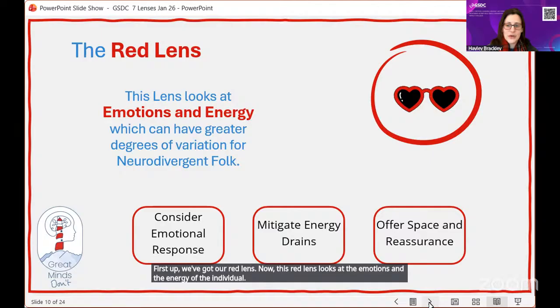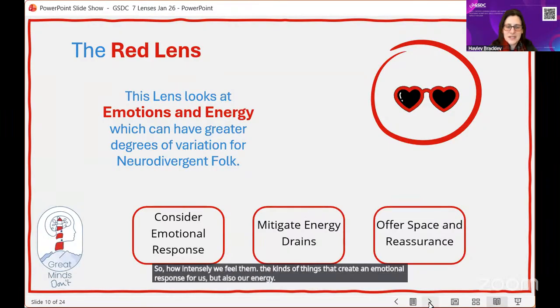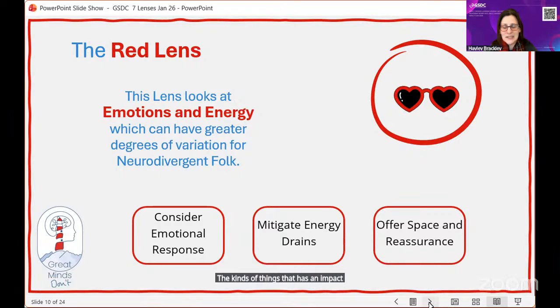We know for those who are neurodivergent, we can have greater degrees of variation in both our emotions, so how intensely we feel them, the kinds of things that create an emotional response for us, but also our energy, the kinds of things that have an impact on our energy and the kinds of things that give us more energy.